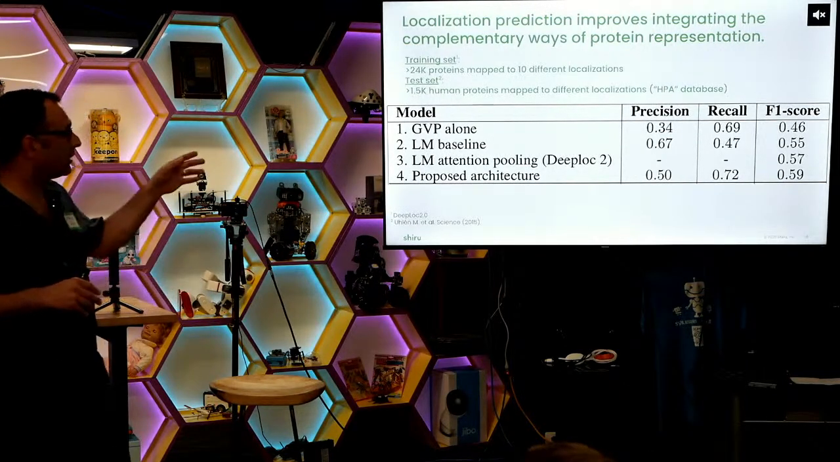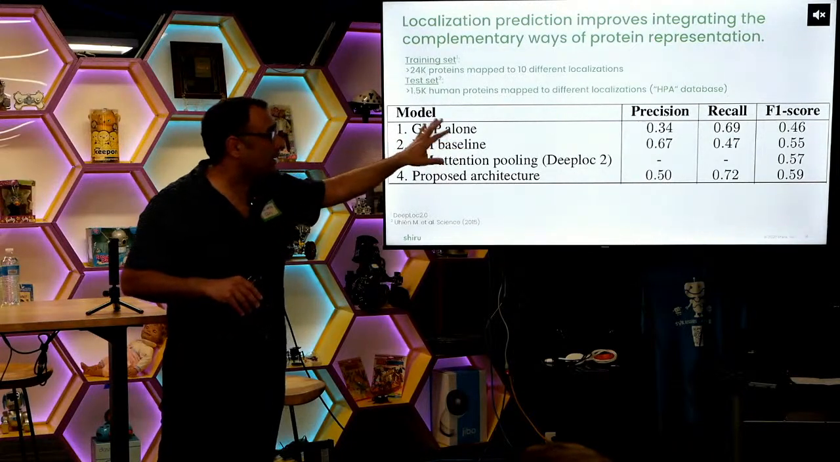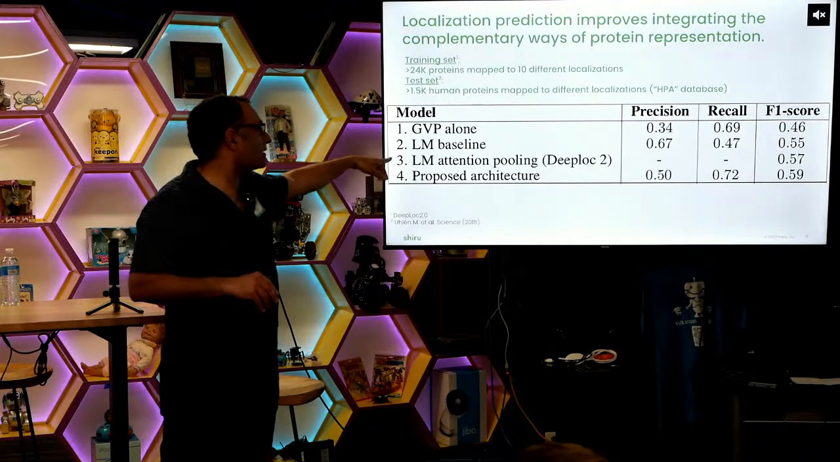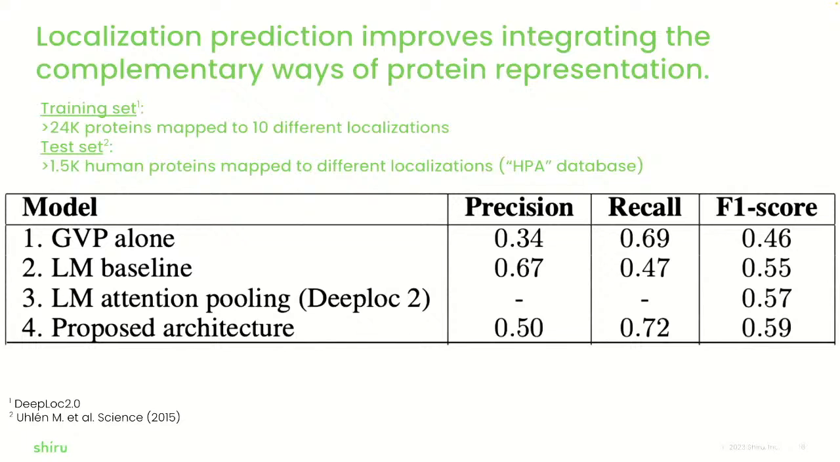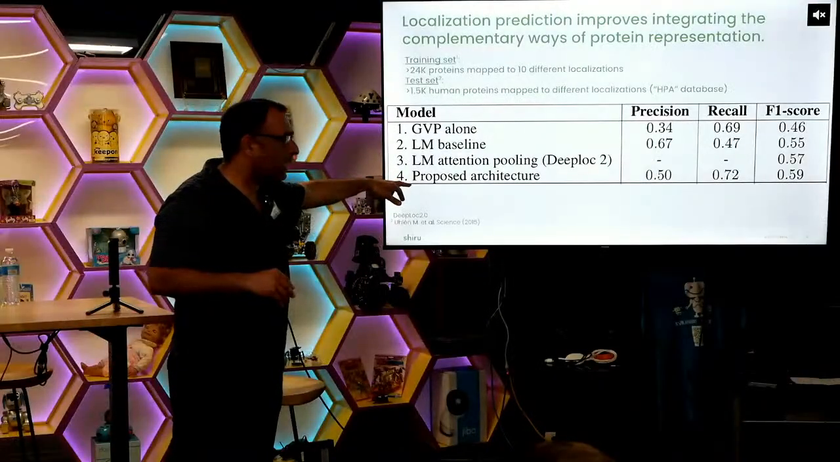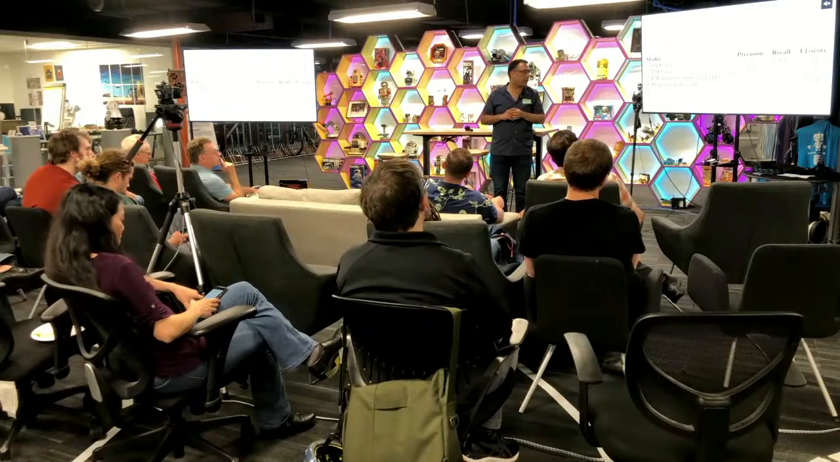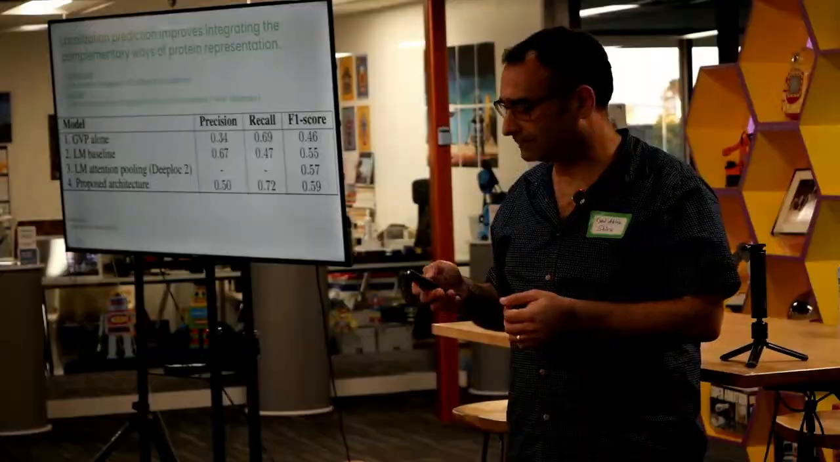GVP alone is the structure-only based prediction, which has an F1 score that is significant, but it is not as high as using only the language model baseline. This is the result of DeepLoc 2, which is the algorithm that they used, and this is the architecture that ensembles both structural information and sequence information together, and we have improved the F1 score.